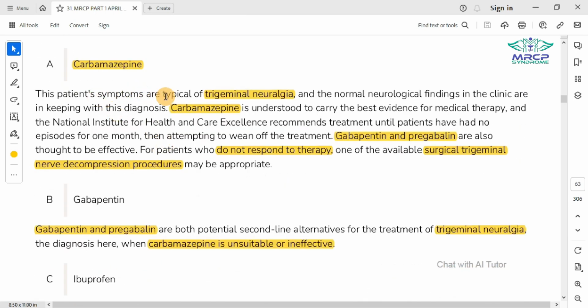This patient has symptoms that are typical of trigeminal neuralgia, and the normal neurological findings in the clinic are in keeping with this diagnosis. Carbamazepine is understood to carry the best evidence for medical therapy, and NICE recommends treatment until patients have had no episodes for 1 month, then attempting to wean the treatment. Gabapentin and pregabalin are also thought to be effective, so they are for adjunctive management. And if there is no response to pharmacological therapy, we'll be going for the surgical trigeminal nerve decompression procedure.